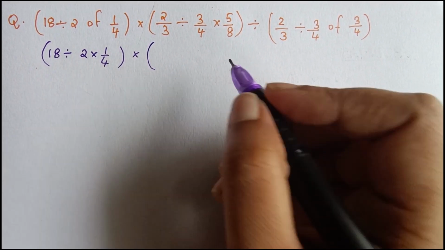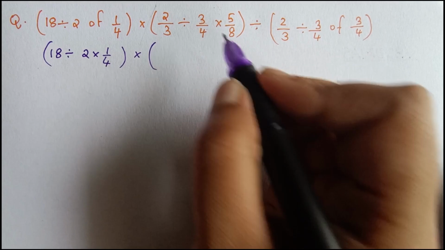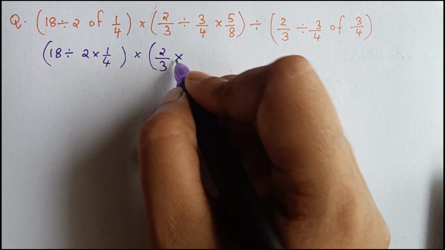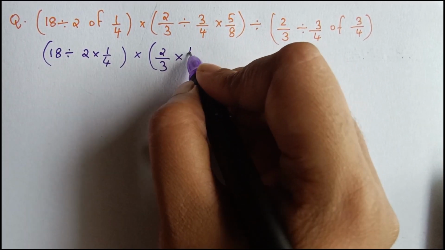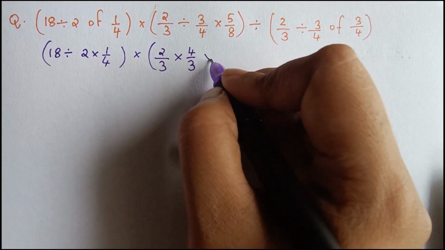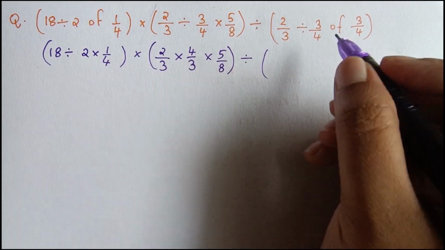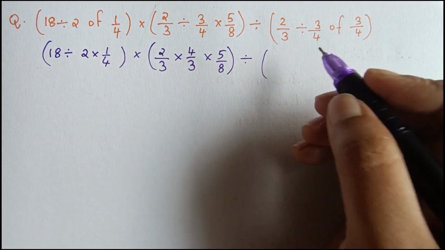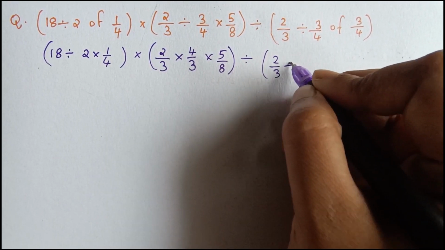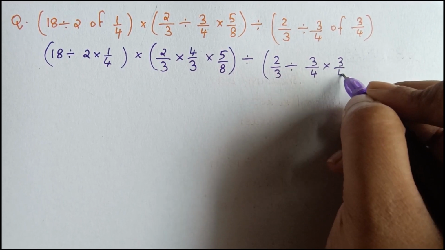And here in this bracket we have a division and a multiplication, and this is a division by a fraction. So 2 by 3 division will change to multiplication, and we need to reciprocate this, that is 4 by 3. We need to do this operation first, and then multiply it by 5 by 8, divided by the next bracket. There we have an of operator and a division. Here also we need to do the of operator first, 2 by 3 divided by 3 by 4 into 3 by 4.